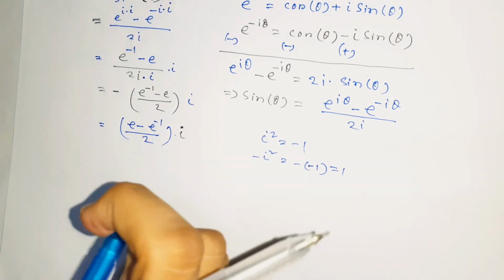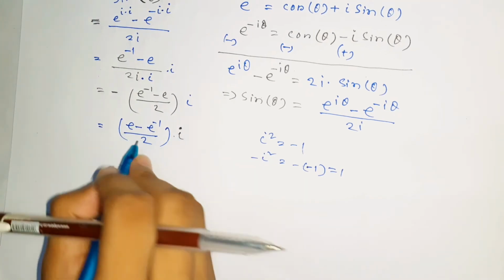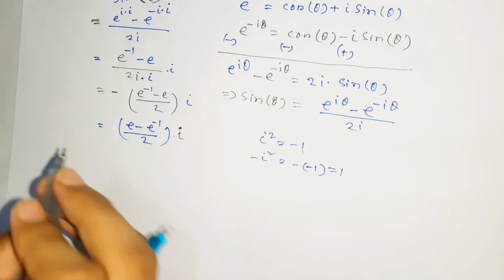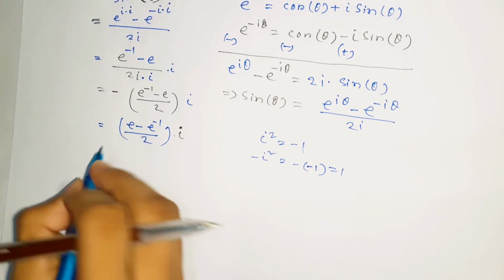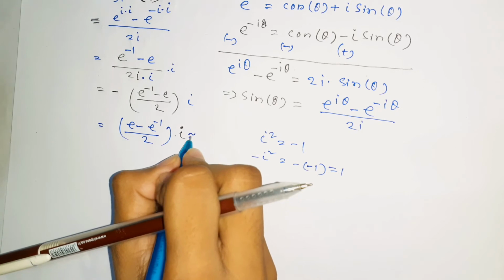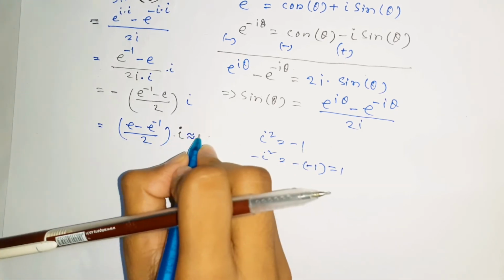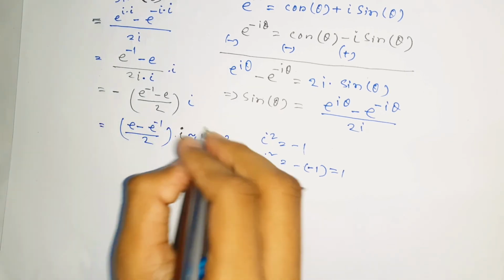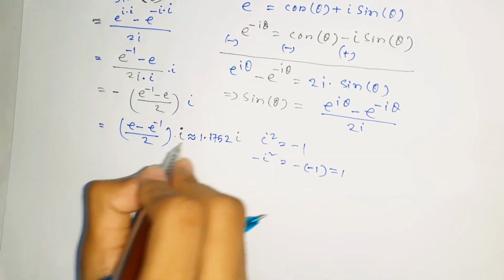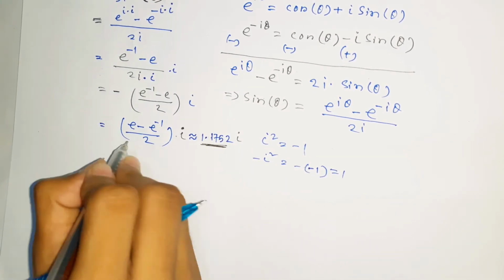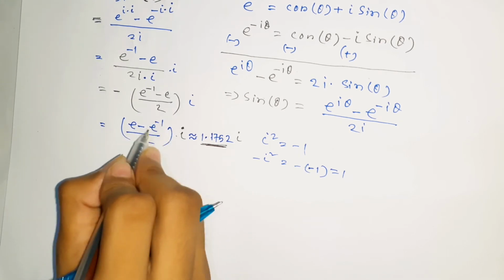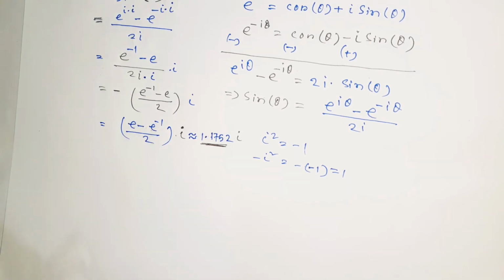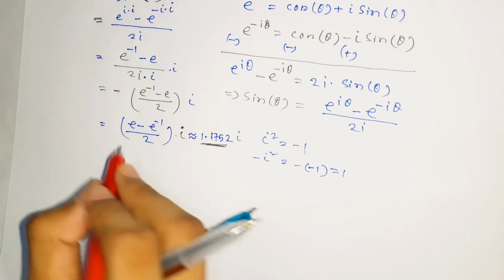and you can stop right here, or if you don't like this you can use a calculator, and this is approximately 1.1752, and this i, this is the value of e minus e to the -1 over 2. But there is another cool thing that you can do with this guy.